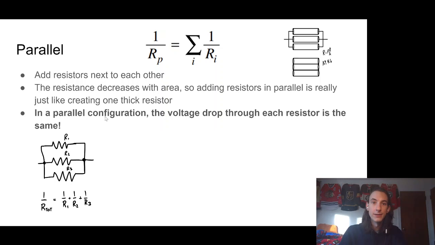And then when we want to add them up, we have to add up the inverses. We have to say 1 over the total parallel resistance is equal to 1 over each of our individual resistances. We'll add those up and then take the inverse to find the total resistance.